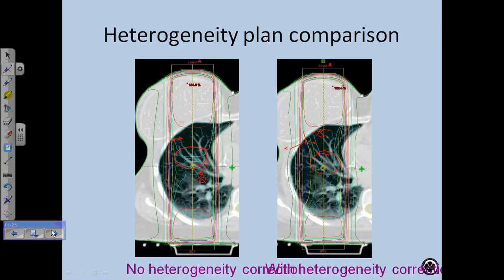And we were covering with the 90%, but look at what we were actually covering it with. So there could have been cases where this part of the tumor recurred because it just didn't get enough dose. So that's the disadvantage of not using heterogeneity calculations.